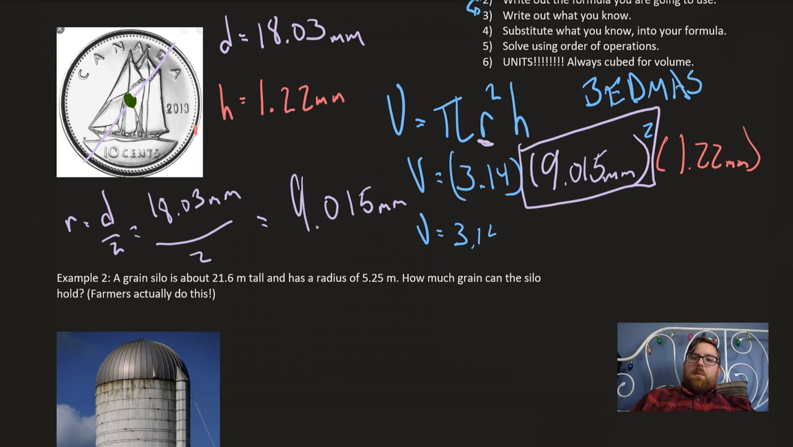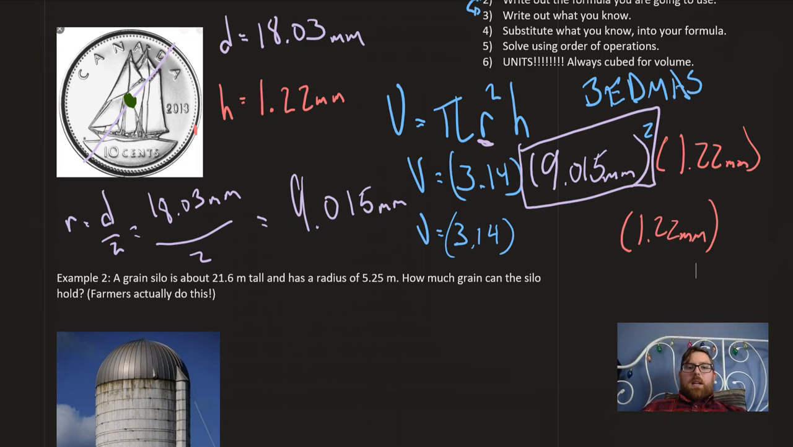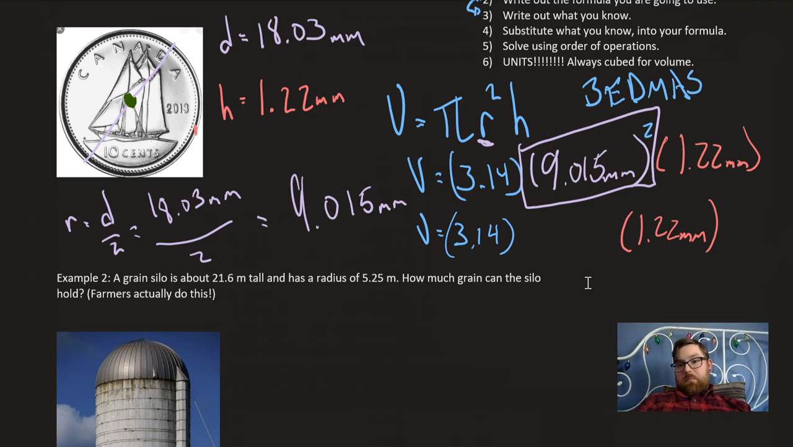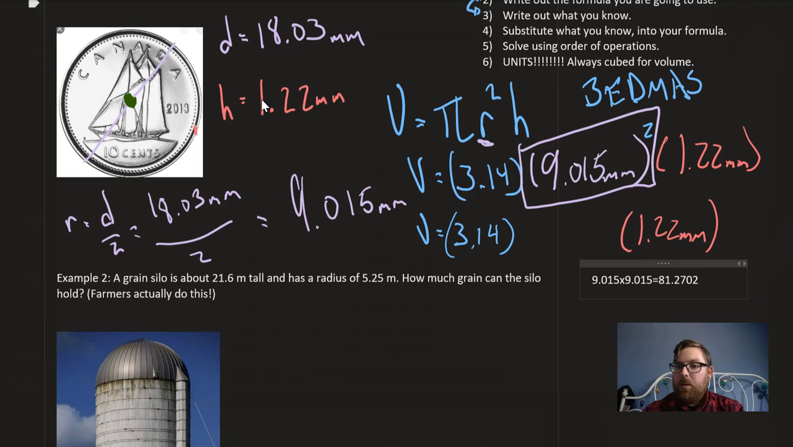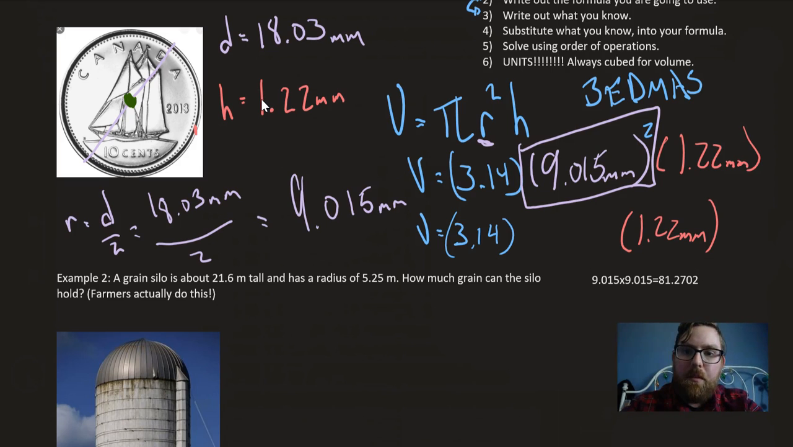So the 3.14 stays the same. And that 1.22 millimeters also stays the same. And then we could go ahead and find out what our answer is. So I have 9.015 times 9.015 equals, so there we have it. We have the 9.015 squared is going to be 81.27 millimeters squared.